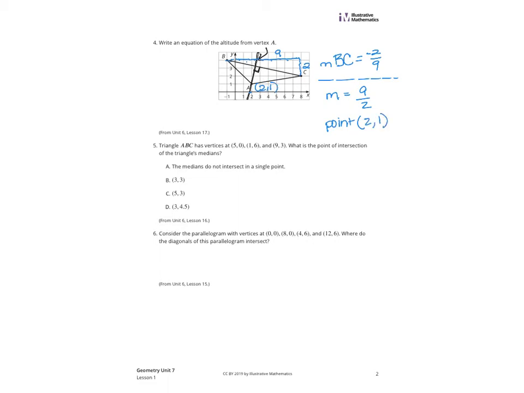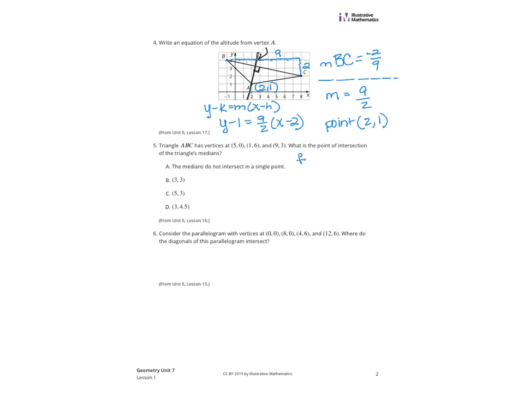So I'm going to use my point slope formula as a reminder. That was y minus my y coordinate, k, equals my slope times x minus my x coordinate, h. So in this case, it's y minus 1 equals 9/2 times x minus 2. Nice.